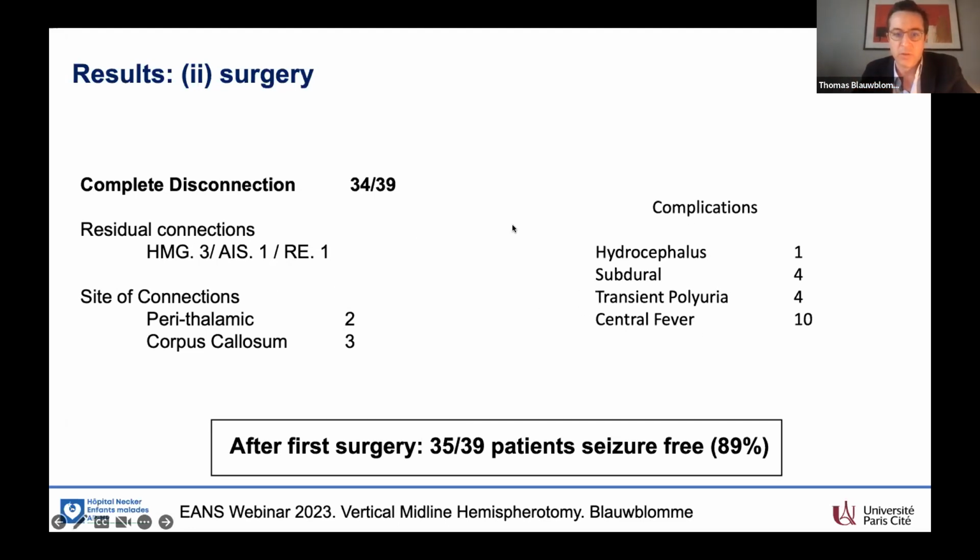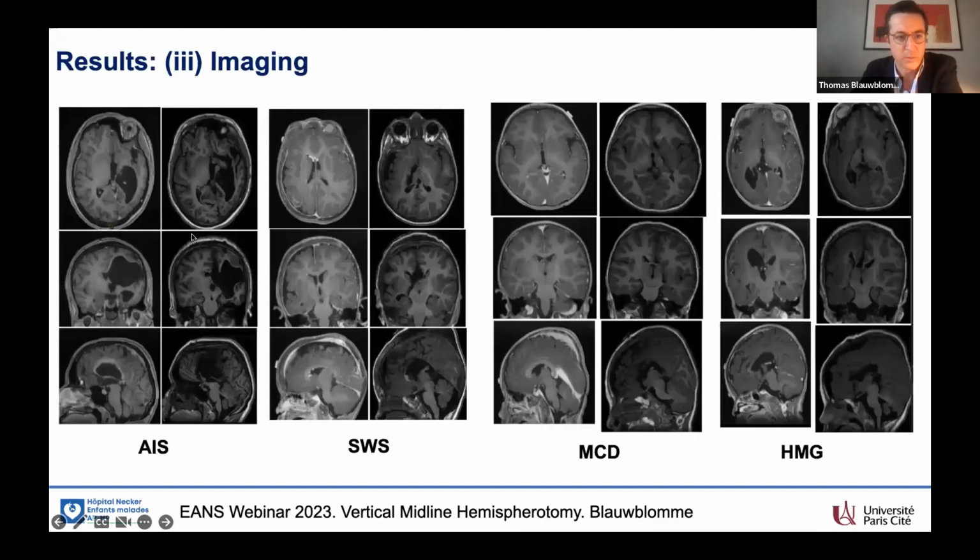Complications: 1 case of hydrocephalus out of 39, 4 cases of subdural collection that we treated with subduroperitoneal shunt, 4 cases of transient polyuria for 2 or 3 days that resolved spontaneously. On central fever, we have 8 cases from Taiwan with central fever and only 2 cases in the Necker cohort. So 89% of the patients were seizure-free after the first surgery. These are the post-operative MRI for some examples.